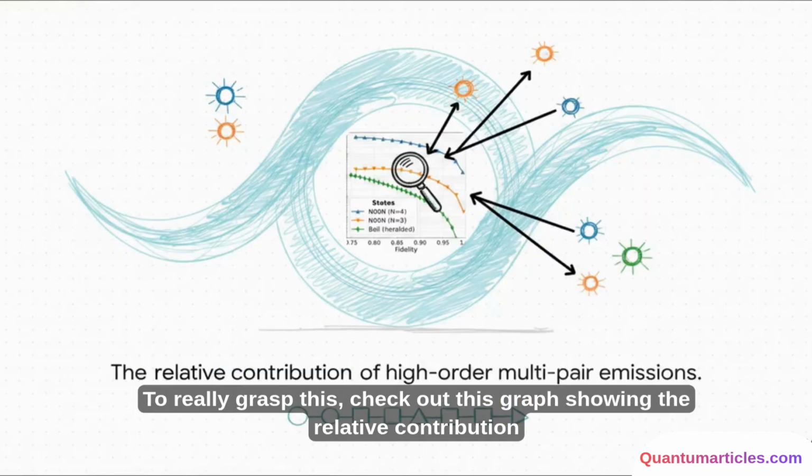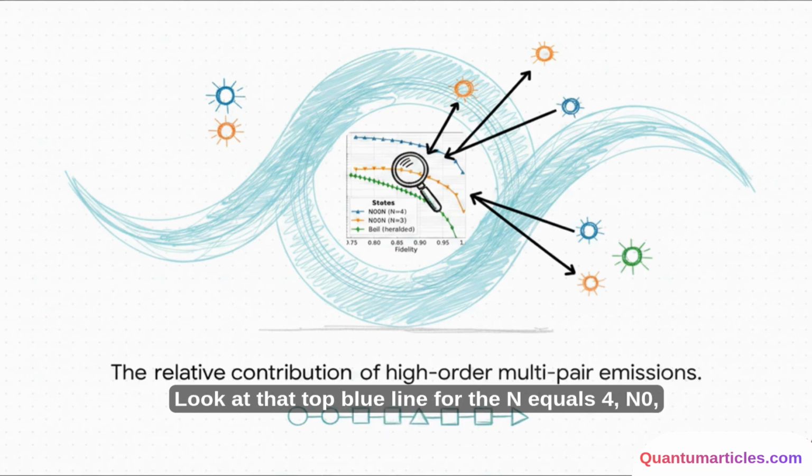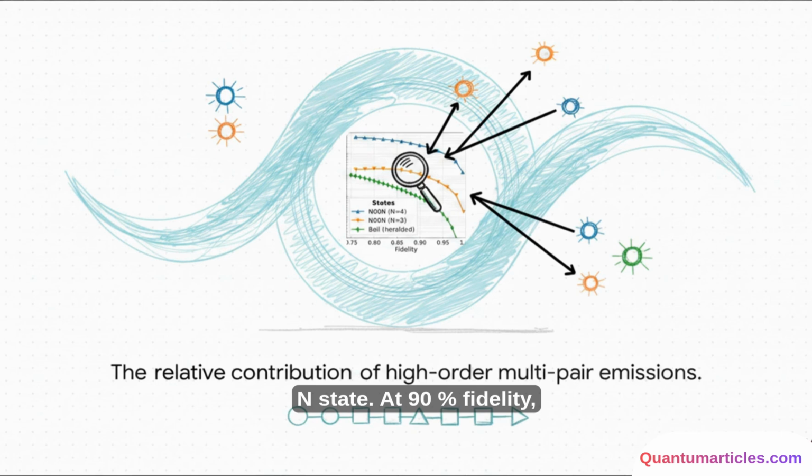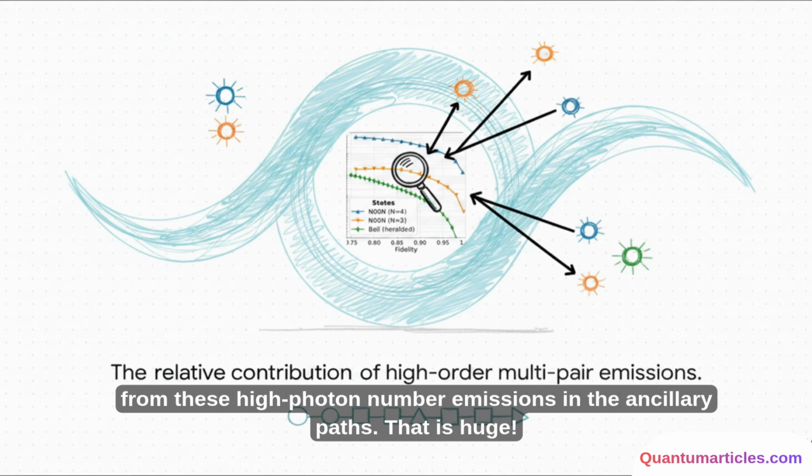To really grasp this, check out this graph showing the relative contribution of those high-order multi-pair emissions, the noise, to the overall fidelity. Look at that top blue line for the n equals 4 NOON state. At 90% fidelity, over a fifth of the total fidelity is coming directly from these high photon number emissions in the ancillary paths. That is huge.